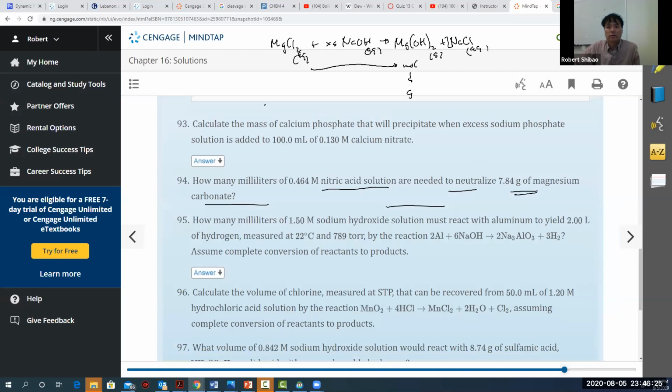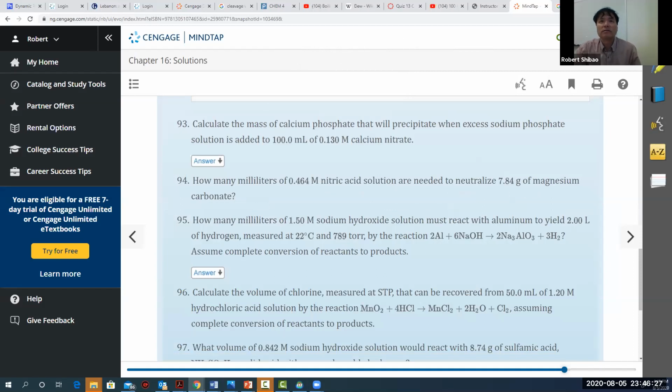Let's look at another stoichiometry problem. Calculate the mass of calcium phosphate that will precipitate when excess sodium phosphate solution is added to 100 milliliters of 0.130 molar calcium nitrate. So we're going to take calcium nitrate. Calcium is 2 plus, nitrate is 1 minus, so Ca(NO3)2. Calcium nitrate.